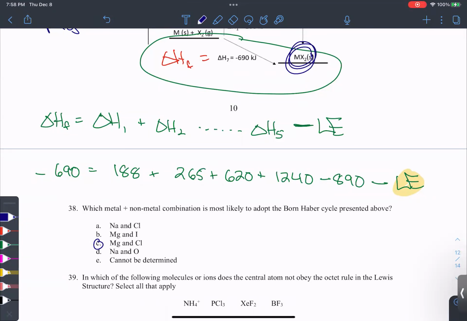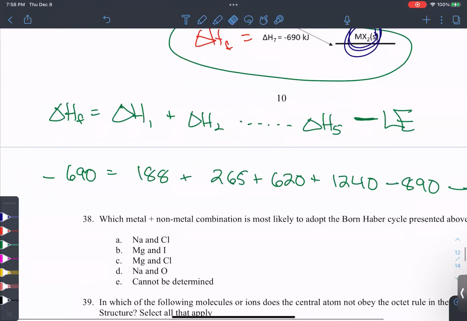Oh wait, no, actually no, I lied. Whoops. Okay. B and C actually have that same ratio. I didn't look as close. Sorry. Both of them, right? MgI2 and MgCl2. Crap. How can I differentiate them?